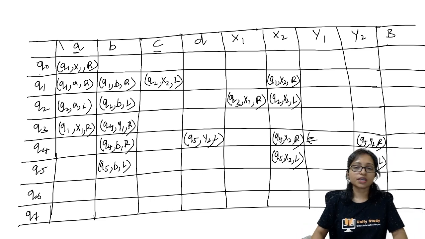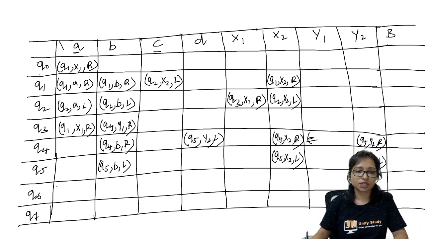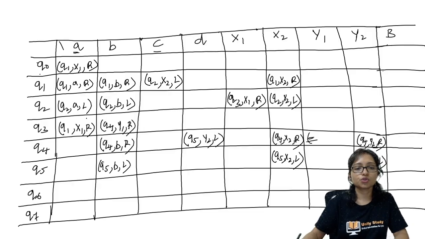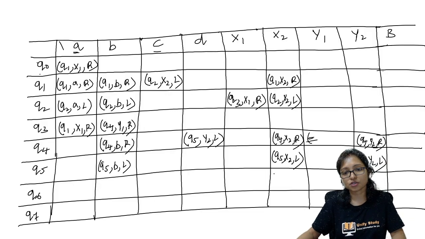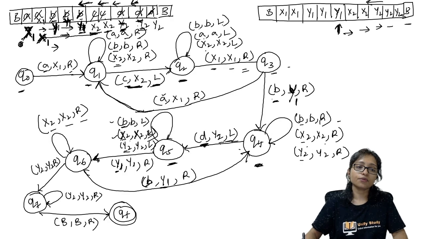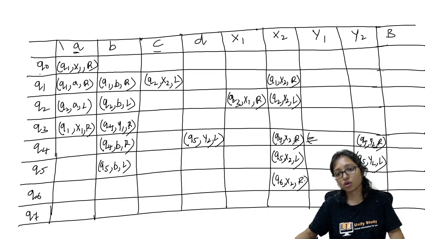Q6: whenever it is in Q6, what to do? In Q6 you can see the loop is with X2. So if the loop is with X2, you are in Q6, X2, moving to the right. You change only when you are getting Y2, then you go to Q7. So if I am getting Y2, I go to Q7, and it will be Y2 and right.